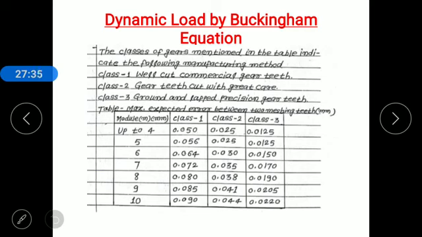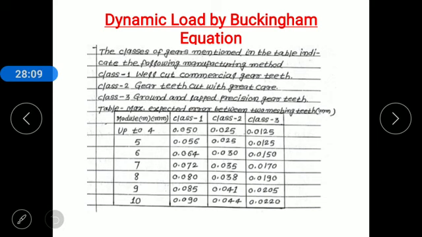Table: maximum expected error between two meshing teeth in millimeter. Here, the first row is the module M in millimeter, class 1, class 2, class 3. The first column is the module, up to 4, 5, 6, 7, 8, 9, 10. For 4 module, class 1 is 0.050, class 2 is 0.025, and class 3 is 0.0125.